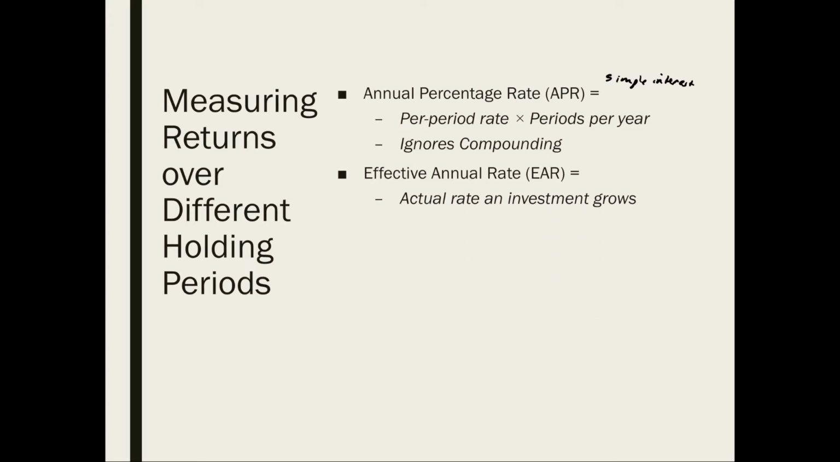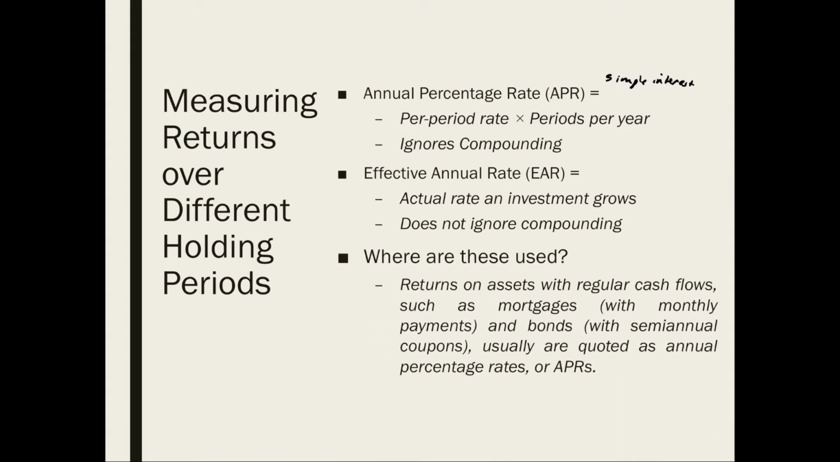On the other hand, we also have the effective annual rate, your EAR. This is the actual rate an investment grows. It is defined as the percentage increase in funds per year, and this does not ignore compounding. So this is your true rate of return, and it explicitly accounts for compound interest that you earn period over period. Now, where are these rates used? Well, any returns on assets that have regular cash flows, such as mortgages with monthly payments and bonds with semi-annual coupons, usually are quoted using that simple interest rate, annual percentage rate.